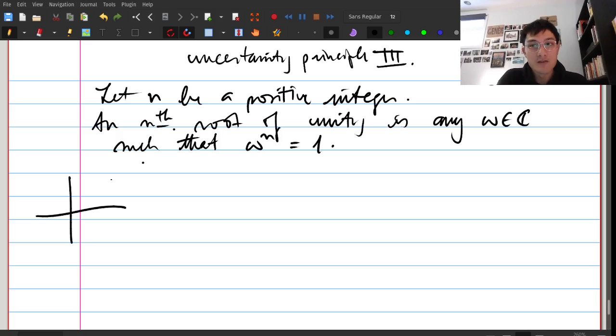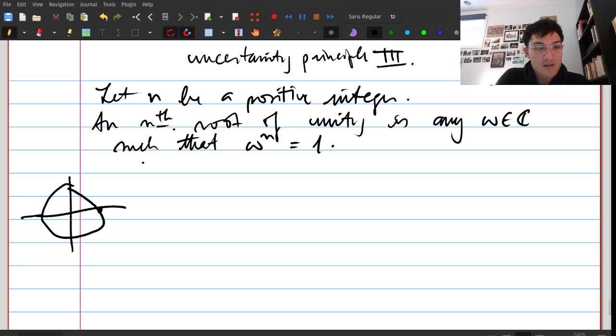In the real numbers, of course, to have the power of a real number being 1, you either have 1 or minus 1. If n is even, you could have minus 1, and if n is odd, you have to have 1. But in the complex plane, as you might know, we have this unit circle, okay?